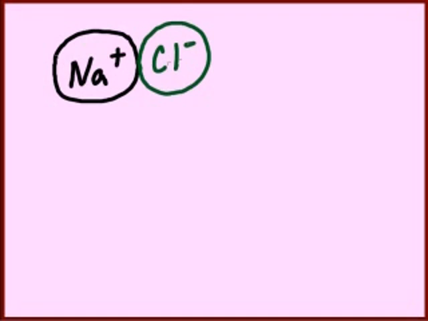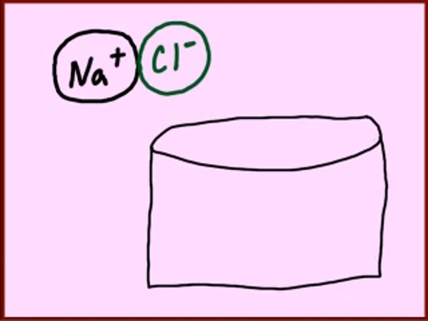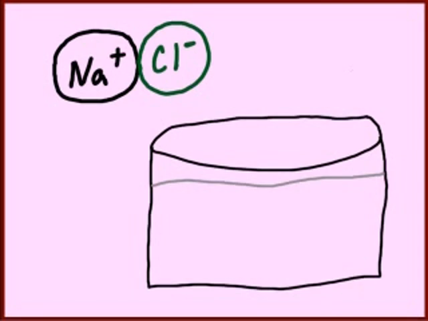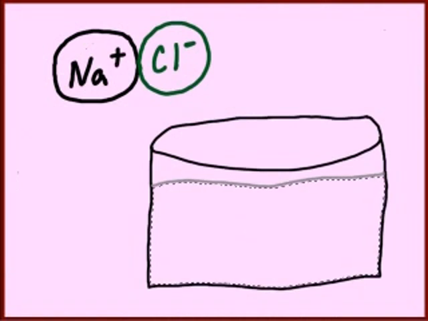And let's get ourselves a glass of water. I'm going to make kind of a big glass of water. Here's our glass of water. I need another color here. I need my water to be not so bright. Now let's give our water some color. Okay, so here's our water.